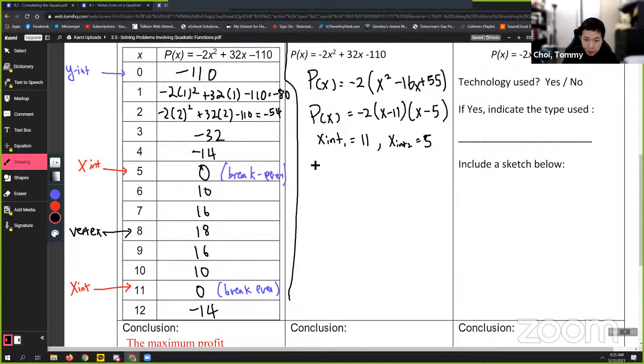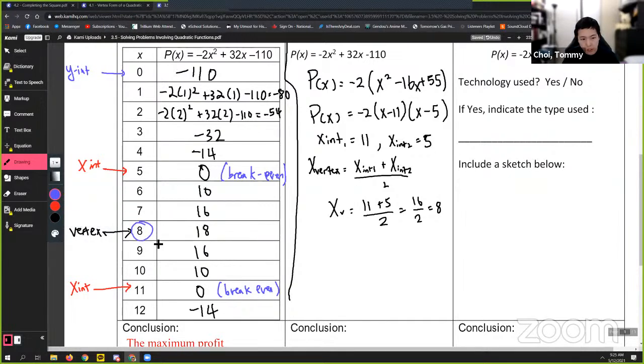If you remember the x-vertex equation, right, it was x-intercept 1 plus x-intercept 2 all divided by 2. So xv, or x-vertex, is equal to 11 plus 5 divided by 2. And what does that give us? That gives us 16 divided by 2, or 8. Which matches. That's exactly what we found on the left. The vertex x value should be 8. So now that we know that, we want to find the y value when x is 8. We want to find the vertex.